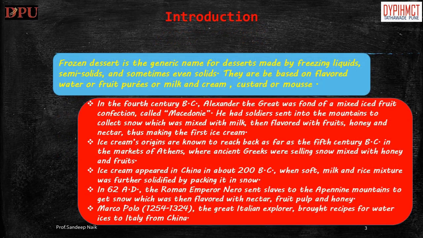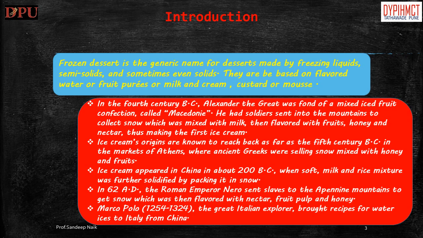Definition of frozen dessert. Frozen dessert is the generic name for desserts made by freezing liquids, semi-solids, and sometimes even solids, and are based on flavored water or fruit purees or milk and cream, custard or mousse.